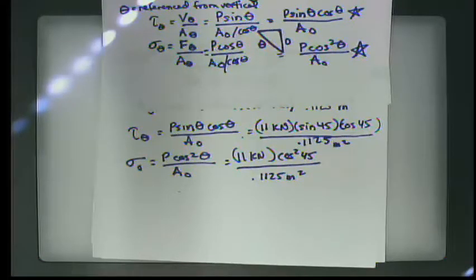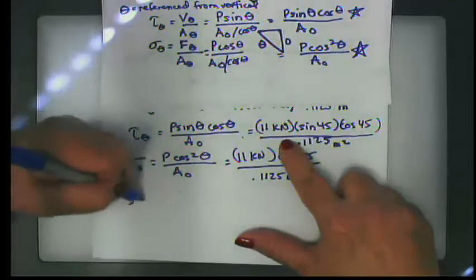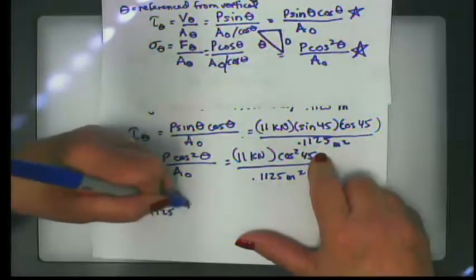Okay, so let me see. Let me get rid of this. 45 sine, there you go, is 0.707. 45 cosine is also 0.707. Okay, so 0.707 squared is .4999 or 0.5. Okay, so this value is 11 times 0.5 divided by 0.1125 kilopascals.